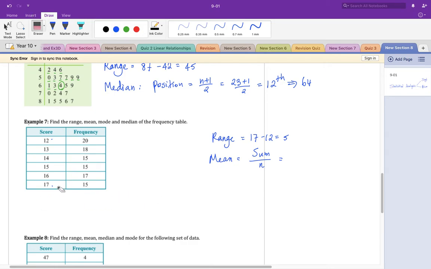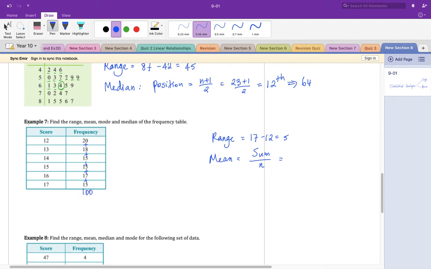So how do you find the total number of scores? What you do is you add up the frequencies. So you have 20 plus 18 plus 15 plus 17 plus 15 again. So it's 100 scores in total. All I did was add all of them up. That's going to give me 100. That means there are 100 scores.